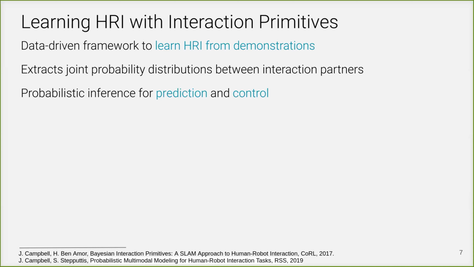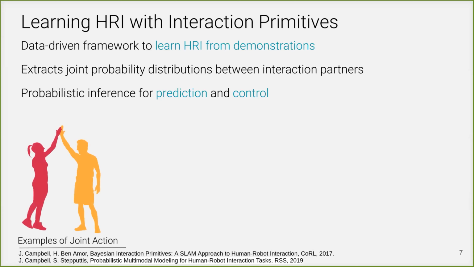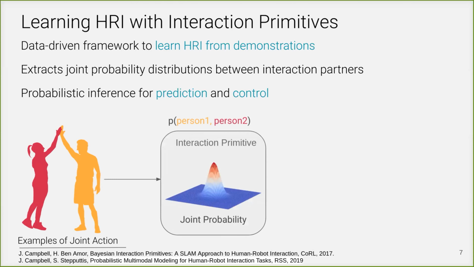So think about, for example, a high five. For a high five, these two interaction partners need to make sure that they're in synchrony in time as well as in space. So if one moves to the left, the other one should follow. The key ingredient in interaction primitives is to extract these joint probability distributions, in other words, a generative model that actually captures this relationship, the joint distribution between person one and person two.